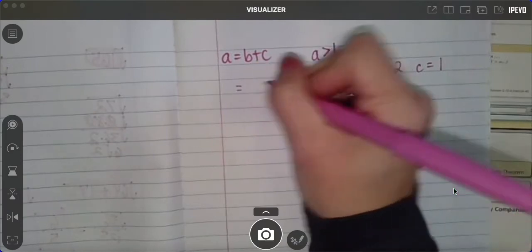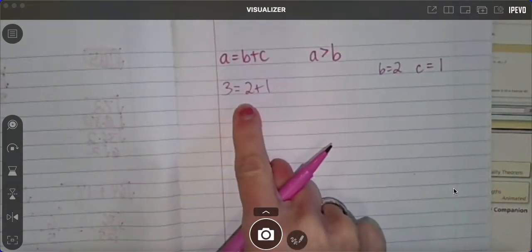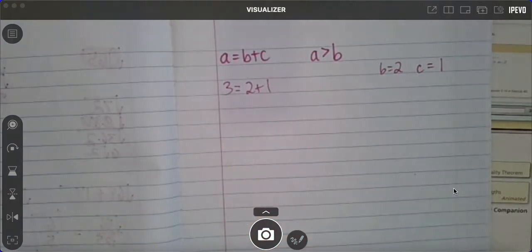So what is that? What is 2 plus 1? Is A bigger than B? Yes, because you added something to B. That's all they're saying. Because you added a number to B, A is going to be bigger than B. Does this make sense? Yes, no?